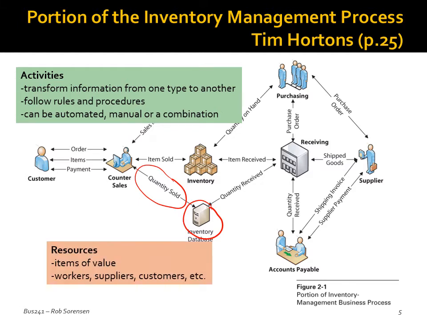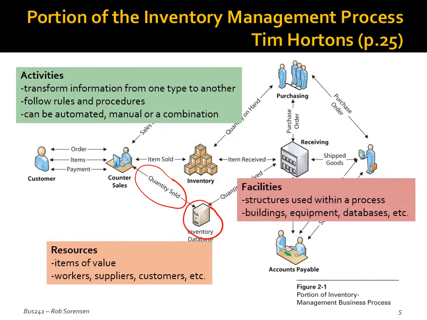We also had resources, right? Those are just items of value. So that's a little more clear maybe. Workers, suppliers, customers, they're all valuable to the business. We call those resources. And facilities, similar to resources maybe, but they're the structures used within a process. So buildings, equipment, databases, that sort of thing.